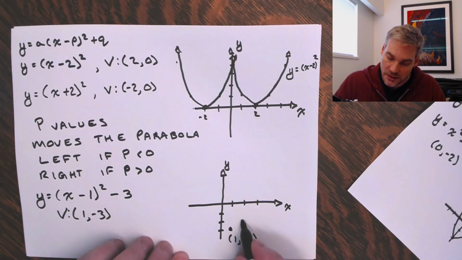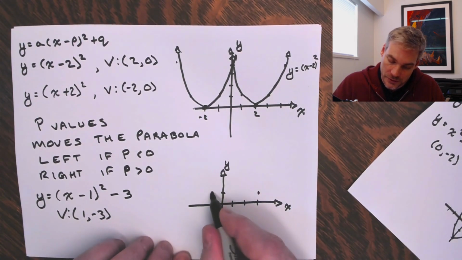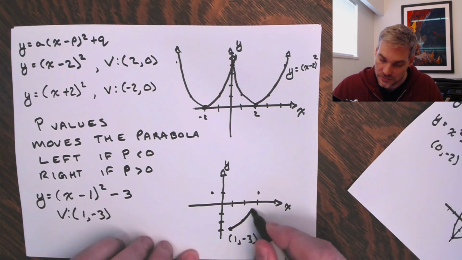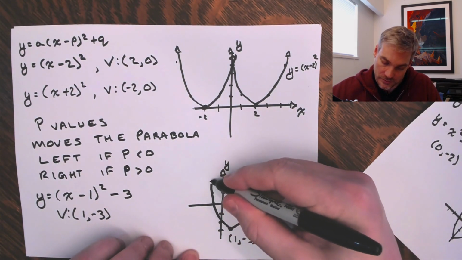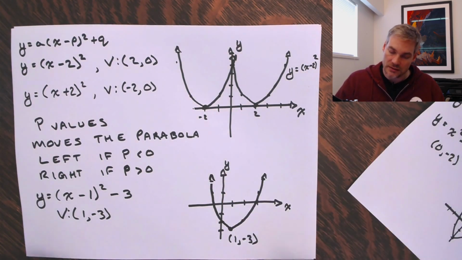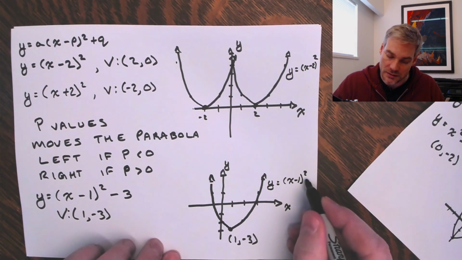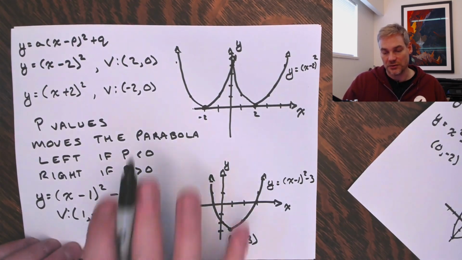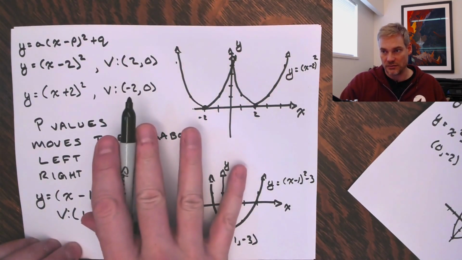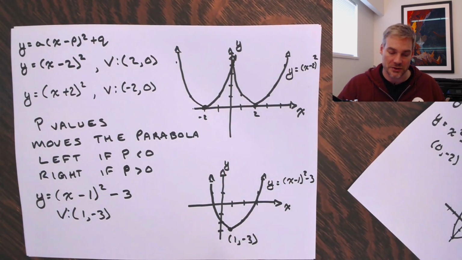Now we go over 1, up 1, over 1, up 1, over 2, up 4, over 2, up 4. And that's our shape. And this is y equals (x minus 1) squared minus 3. So as you can see, you can use p and q to move the graph. It just kind of goes down, over, or up and left, and it just kind of shimmies and shifts the graph. And we call these transformations.